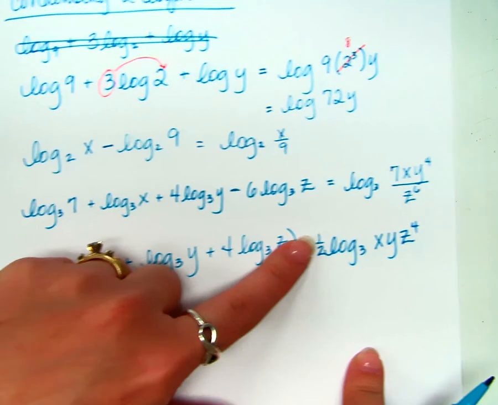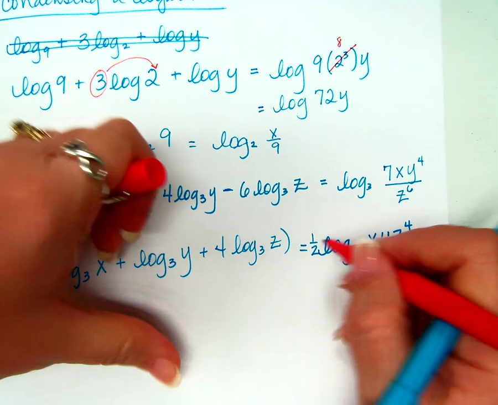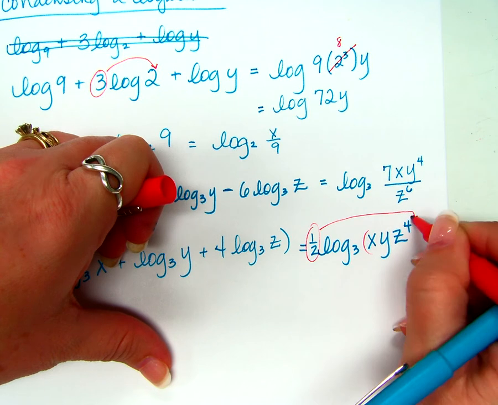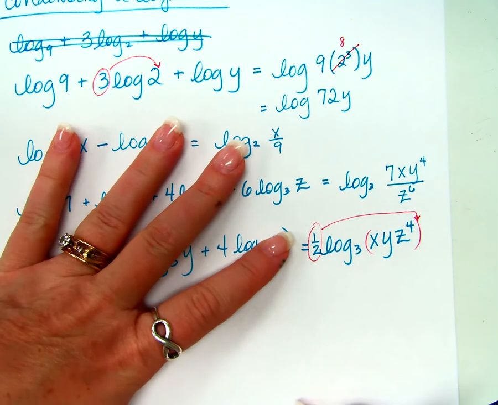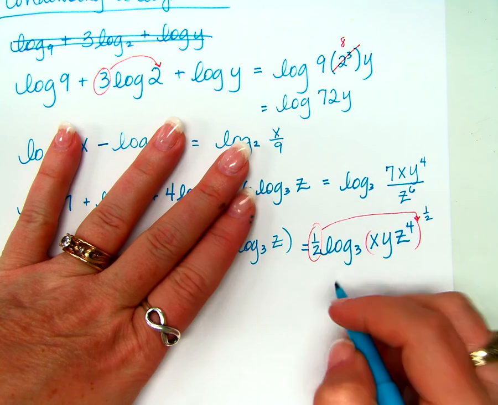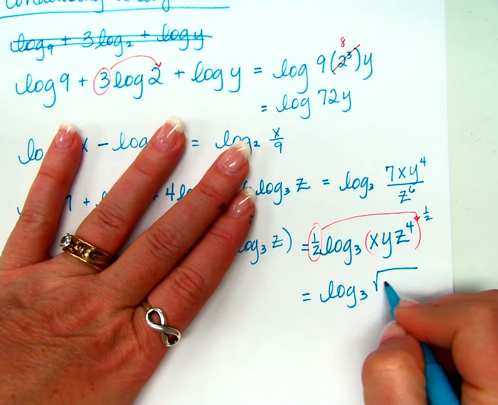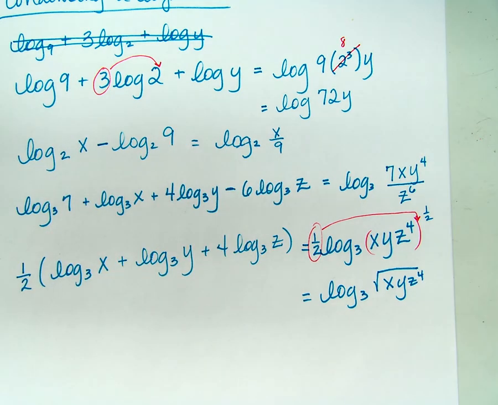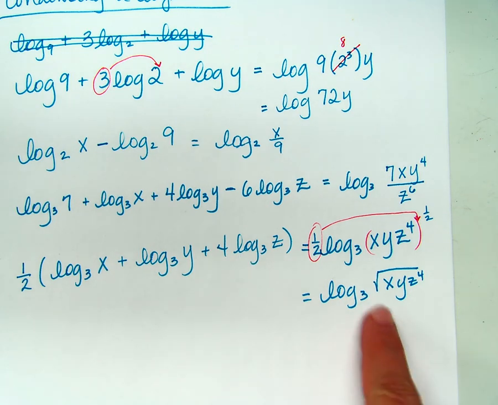Now, what happens to this 1/2? It turns into an exponent, right? And it's an exponent of that whole thing. But what does it mean to raise something to the 1/2 power? So log base 3 of the square root of x, y, z to the 4th. Didn't that look messy? Did it turn out to be? No.